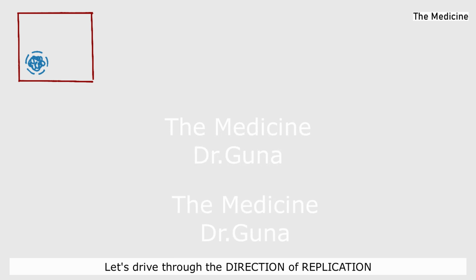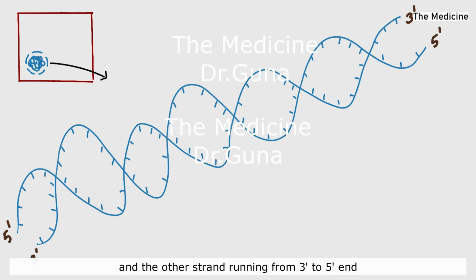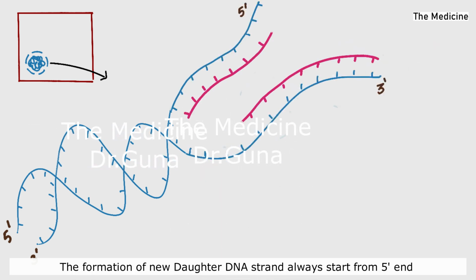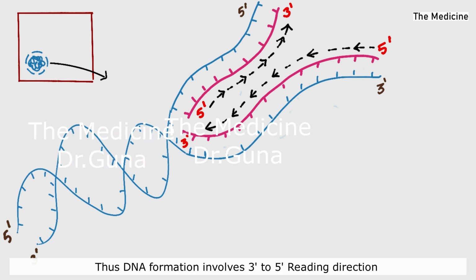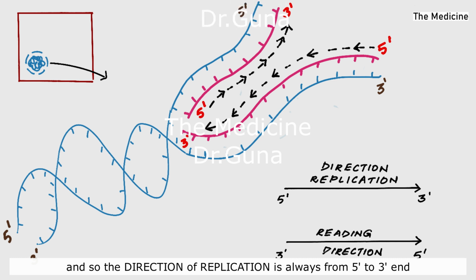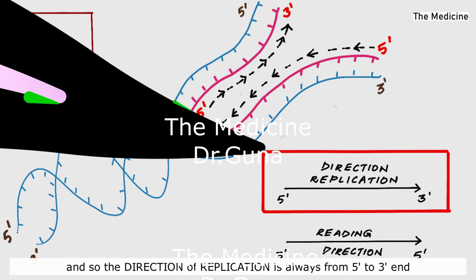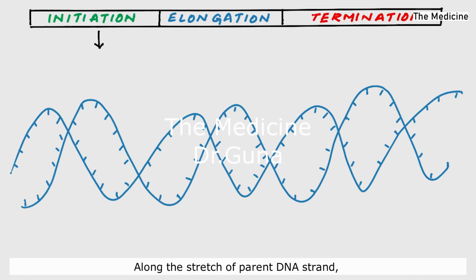Let's look at the direction of replication. Parent DNA has two strands, with one strand running from 5' to 3' end and the other strand running from 3' to 5' end. The formation of a new daughter DNA strand always starts from 5' end and ends with 3' end. Thus, DNA formation involves 3' to 5' reading direction, and so the direction of replication is always from 5' to 3' end.